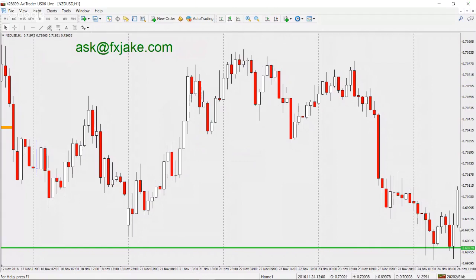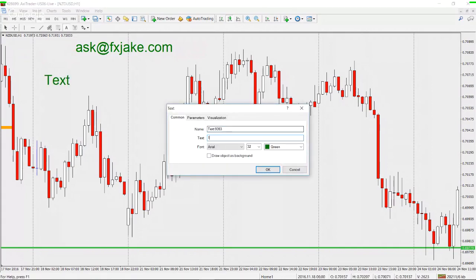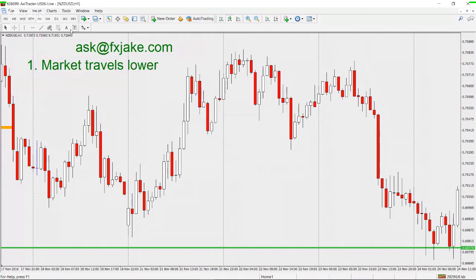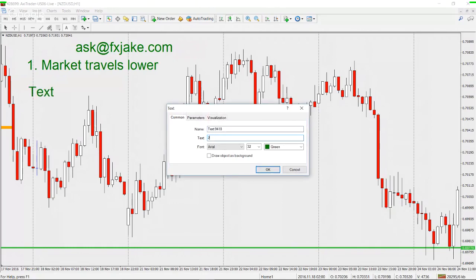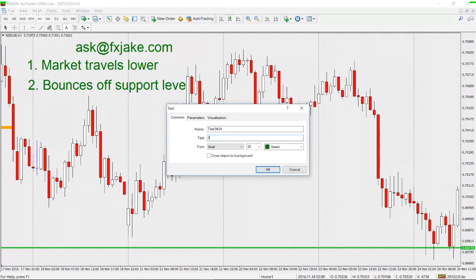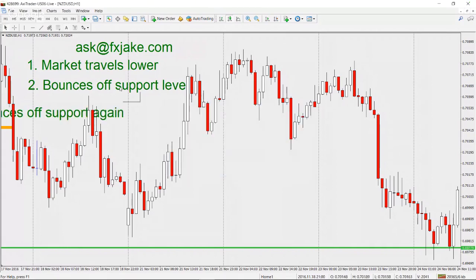Well, I didn't mean to advance one candle. I see here that it did go up, but I didn't mean to do that. Whoops. And then we'll go with the Whammy rules first, and the Moolah is the reverse of that. So market's traveling lower. Market travels lower. Bounces off support level. Comes back up, bounces off support again. Now, so that's, by definition, a double bottom.